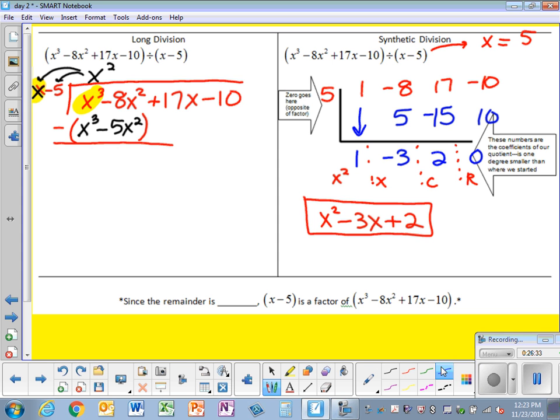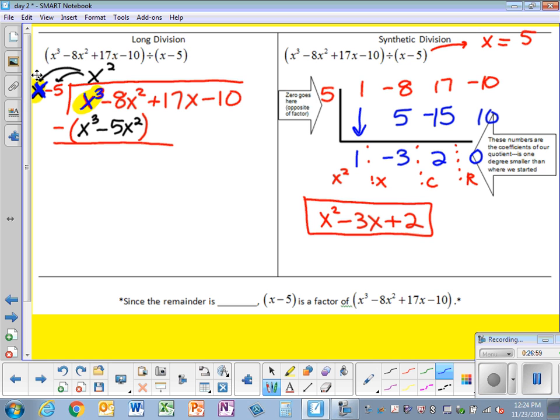Where did the x squared come from? It's because I need to look at this x out here and this first term, which is x to the 3rd. Basically, you're saying this divided by that. If you have x, what do you need to multiply to this to get that?